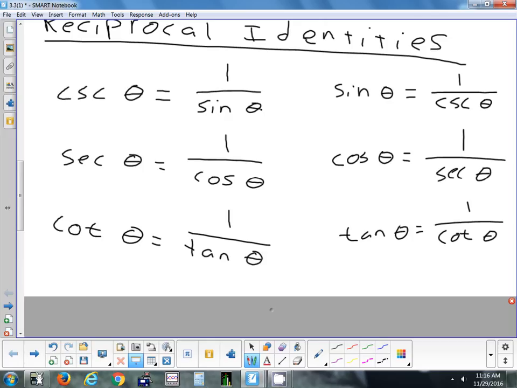Now, there's really only 3 reciprocal identities up here. The 3 on the left and the 3 on the right, they're repeats. Okay? There's no difference between the top 2, the middle 2, and the bottom 2. All you did was take the one on the left and rearrange it a little bit to get the one on the right. Okay. So, any questions on those identities?